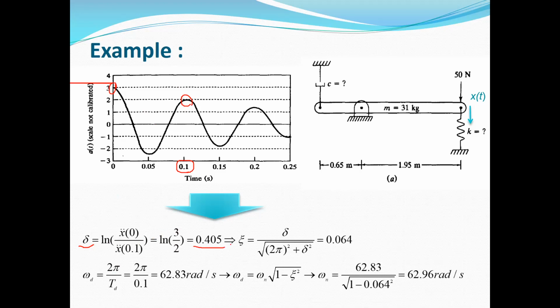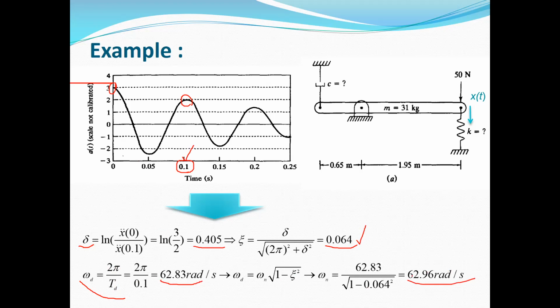This is the delta, and from delta you can obtain the damping ratio from the equation, and it's equal to 0.064. This is the damping ratio, and again, as it was observed from the graph, this is an underdamped system. The frequency of the damped system is 2 pi divided by the period. Period, as I told you, is equal to 0.1. Here it's clear that this is the period of the system. 2 pi divided by period is equal to this term, which is the frequency of the damped system.